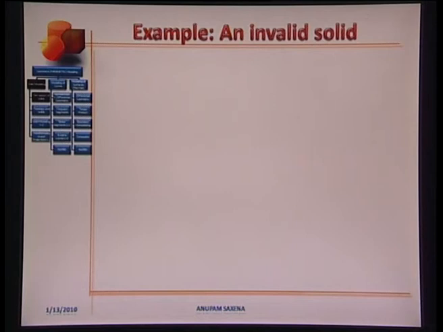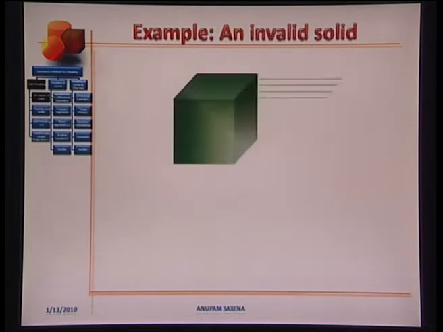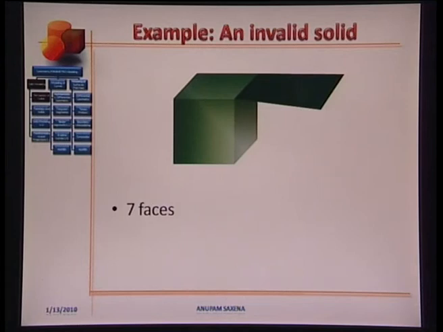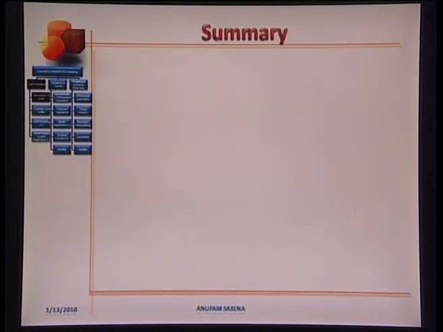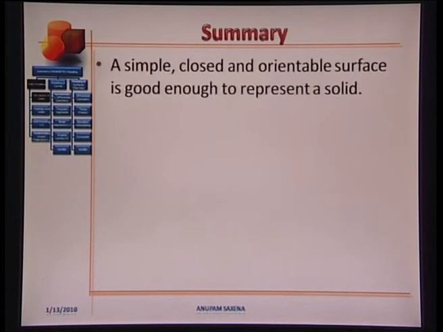This is an example of an invalid solid. It has 7 faces, 6 for the cube and the one dangling. It does not form a closed surface. It defies homogeneous three-dimensionality, and therefore it does not represent a valid solid. In summary, a simple, closed, and orientable surface is good enough to represent a solid.